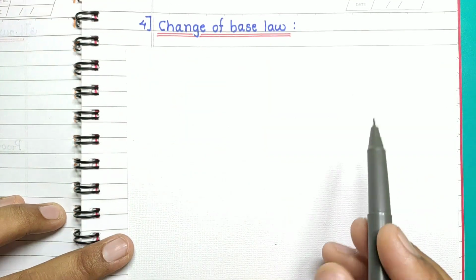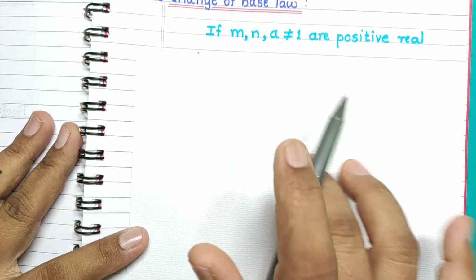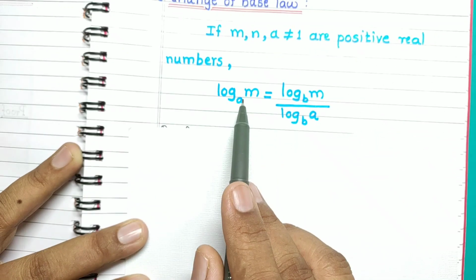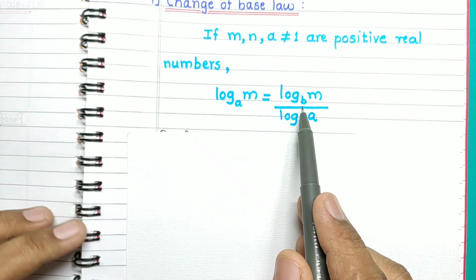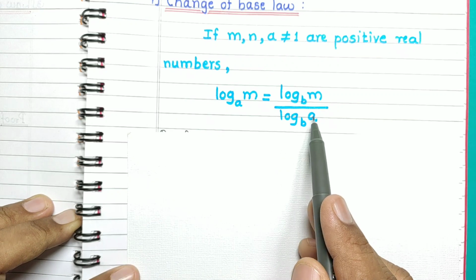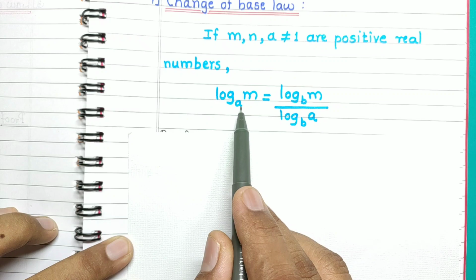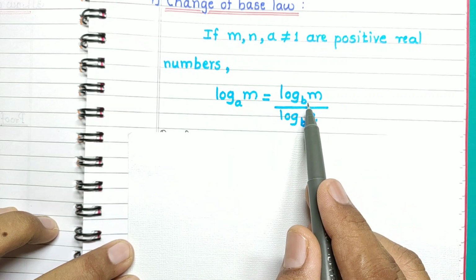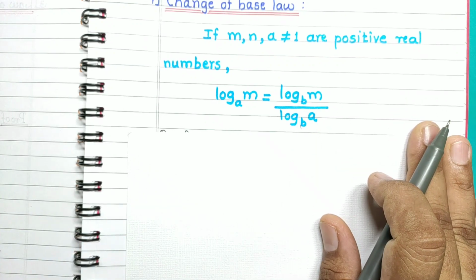Then let's move on to the next law, change of base law. See, if m and a not equal to 1 are positive real numbers, then we have log of m to the base a is equal to log of m to the base b upon log of a to the base b. See, on the LHS here base is a, and on RHS it is changed to base b. Okay, so let's prove this law.